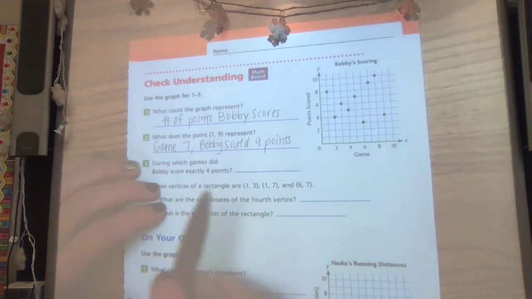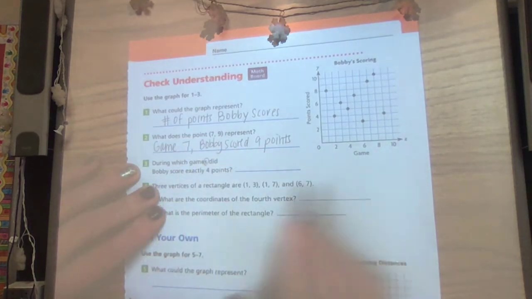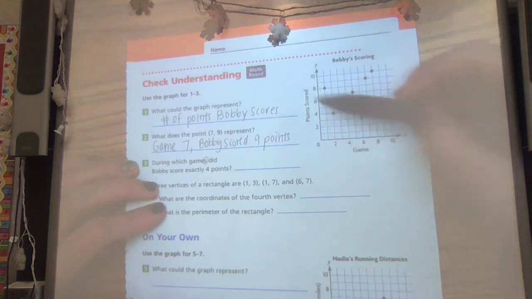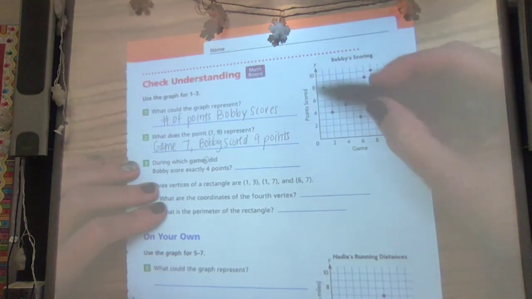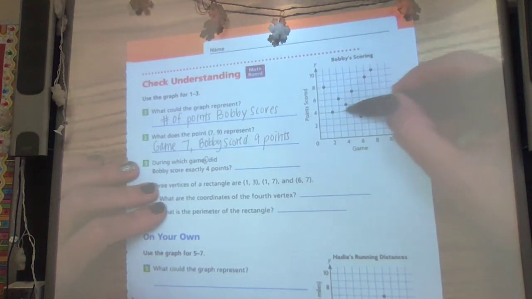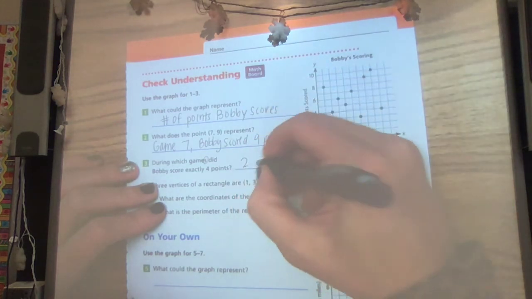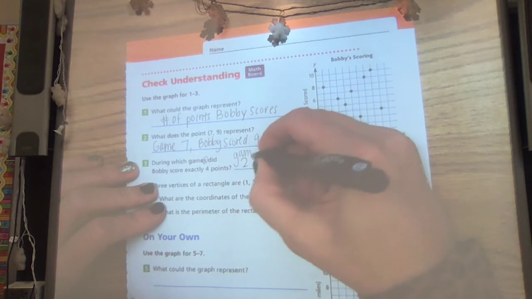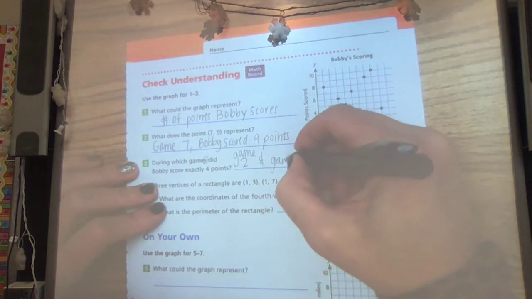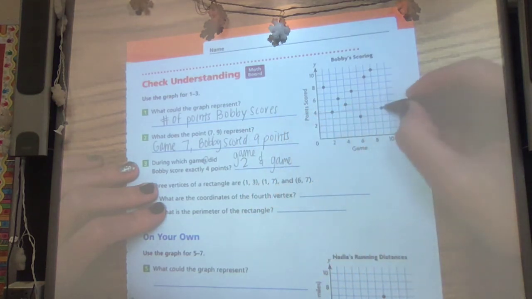Now, during which games, I see that S, did Bobby score exactly 4 points? So I'm going to look at the points scored here, and I'm going to find 4. Then I'm going to come this way. He scored 4 points on game 2 and game 9.